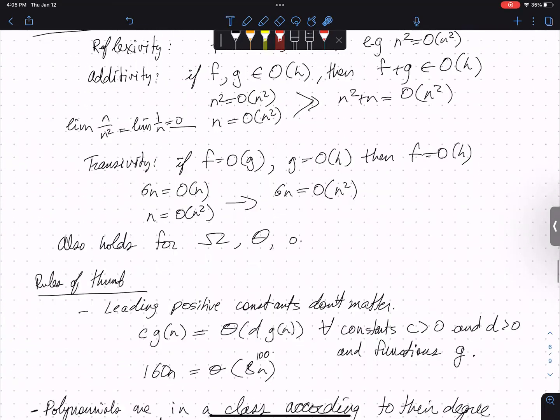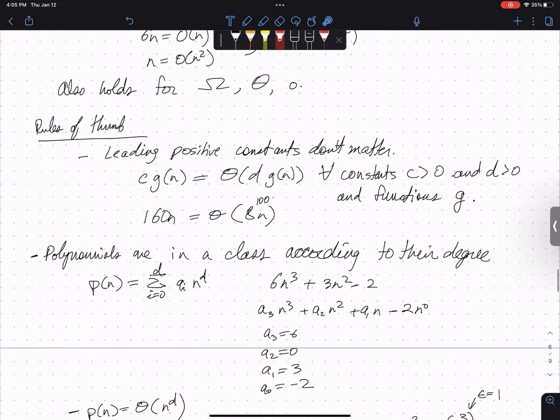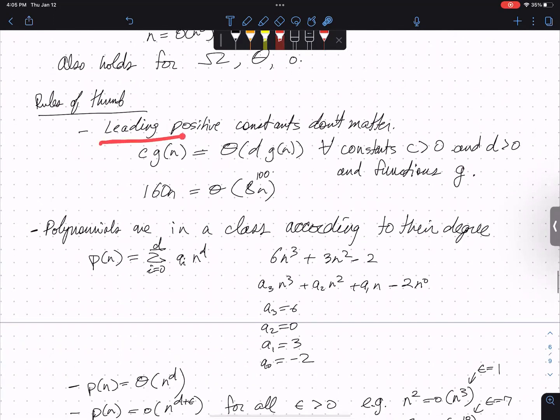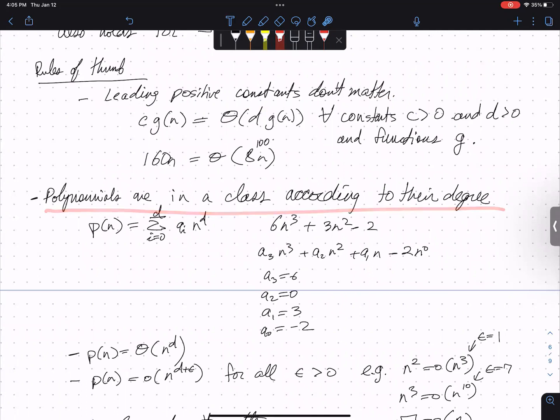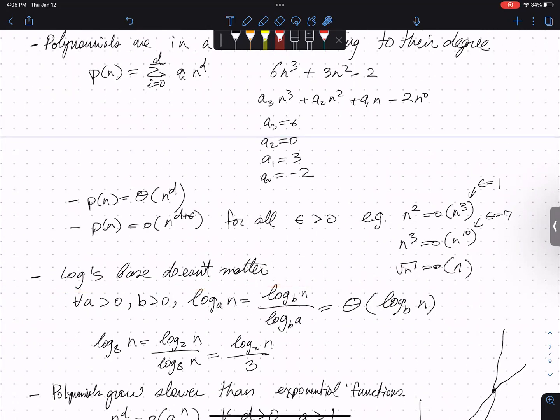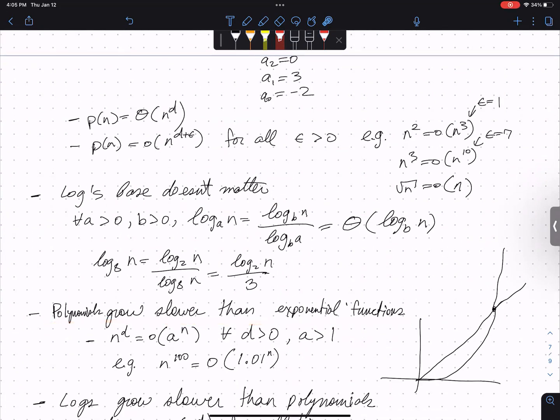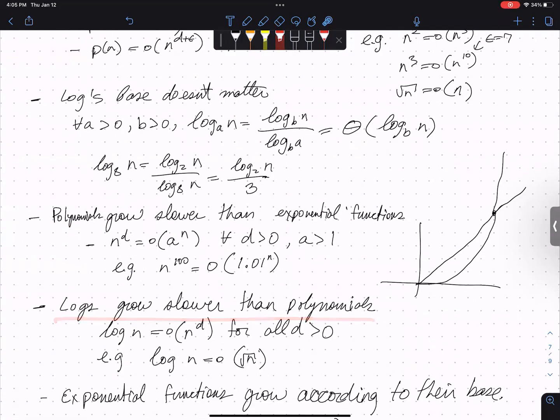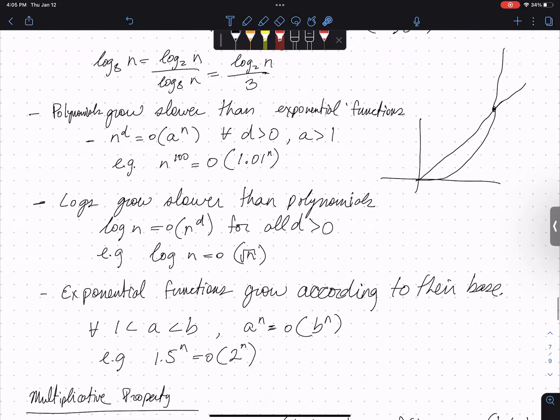All right, I'm going to go through this. How many of you are pretty comfortable with leading positive constants don't matter? All right. How many of you are pretty comfortable with polynomials in a class grow according to their degree? Okay, we're starting to lose people. How many are comfortable with logs bases don't matter? Okay, that's most of you. How many are comfortable with polynomials grow slower than exponential functions? Okay, that was good. Logs grow slower than polynomials. Exponential functions grow according to their base.